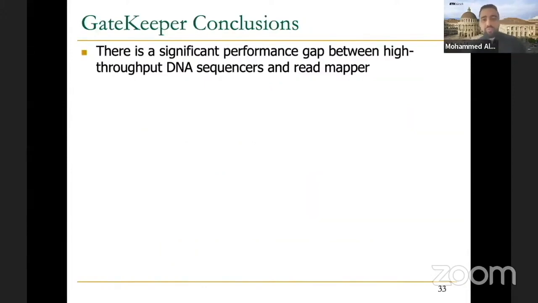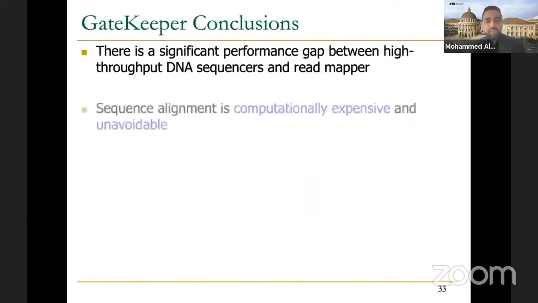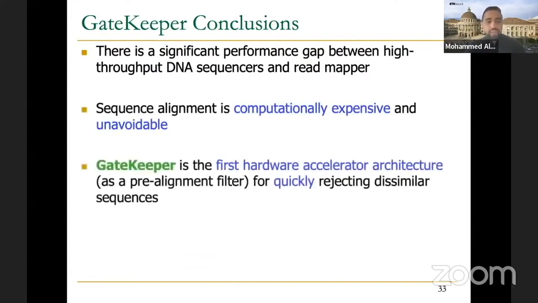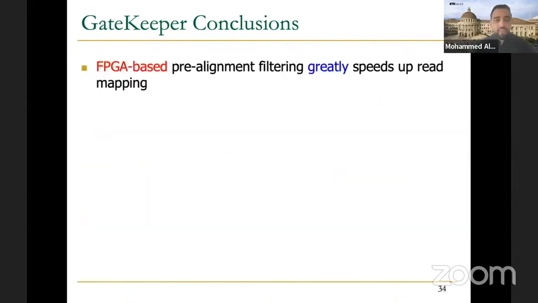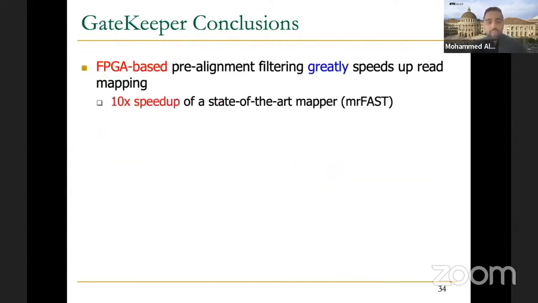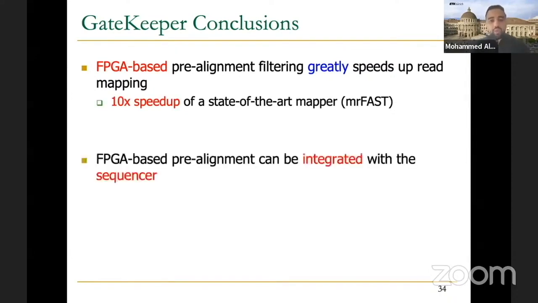So there is a significant performance gap between high throughput DNA sequencer and read mapper. And sequence alignment is computationally expensive and we cannot avoid it, as we all agree. So GateKeeper was the first hardware accelerator in that time for quickly rejecting dissimilar sequences. And it provides a huge speed up of up to 130x compared to software solutions. The FPGA-based pre-alignment filtering greatly speed up read mapping, providing about 10x of speed up compared to Mr. Fast. It was state of the art in that time. Now we have Minimap 2, for example, but we don't know how much speed up compared to that.